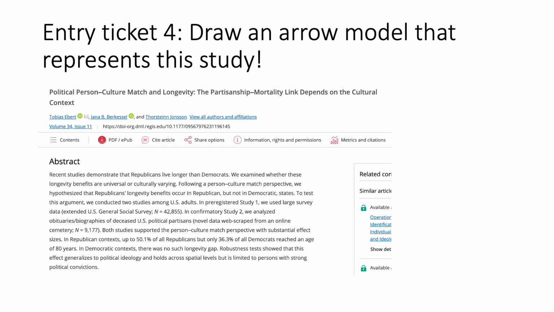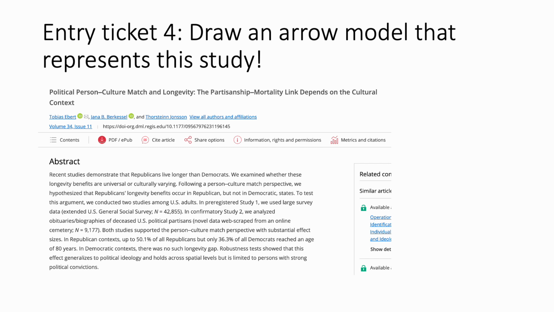Following a person culture match perspective, that is like in certain cultures, certain people do better, right? So in this case, if you're a Republican living in a Republican world, you're going to do better. If you're a Democrat living in a Democratic society, you're going to do better. We hypothesize that Republicans' longevity benefits occur in Republican but not Democratic states. To test this argument, we conducted 2 studies among U.S. adults. I'm just going to pause right here. Once we get to the results, you'll see, but this gives you the basic foundation of this study. They've just added a moderator or a mediator right here. So now add that to your model.